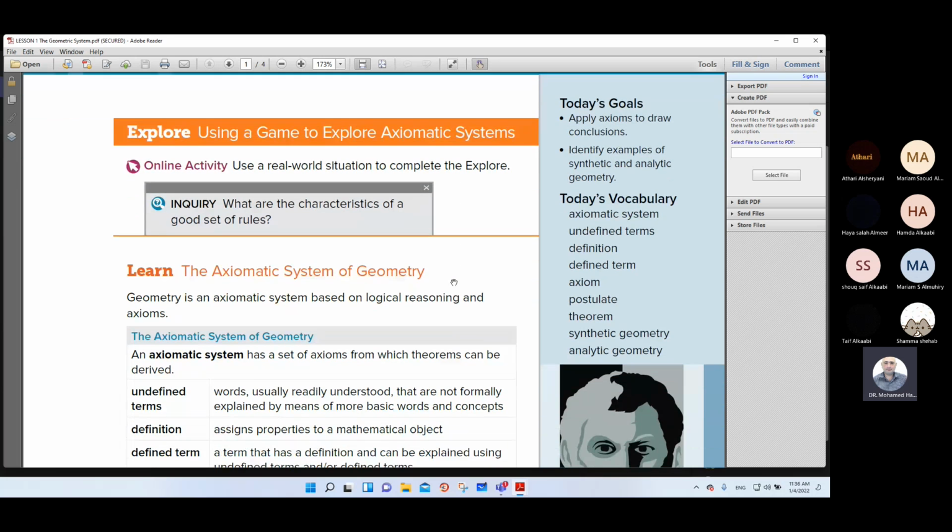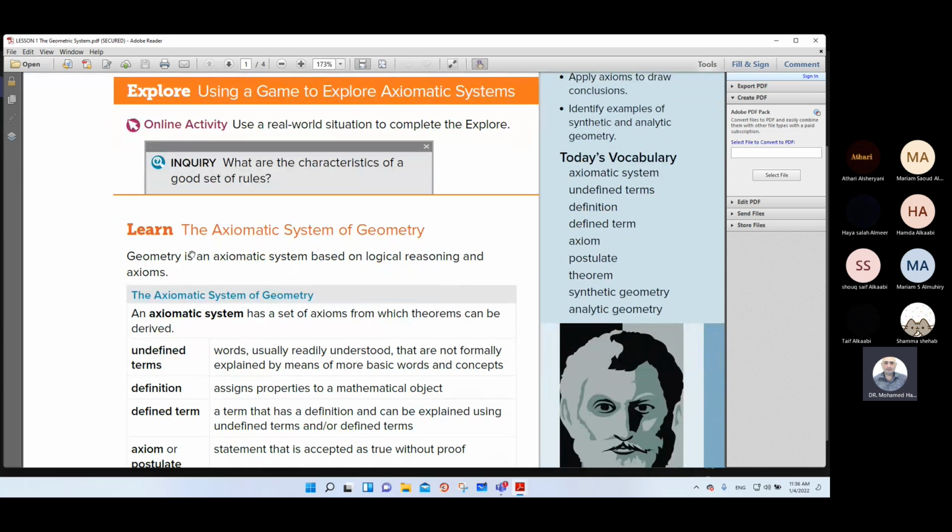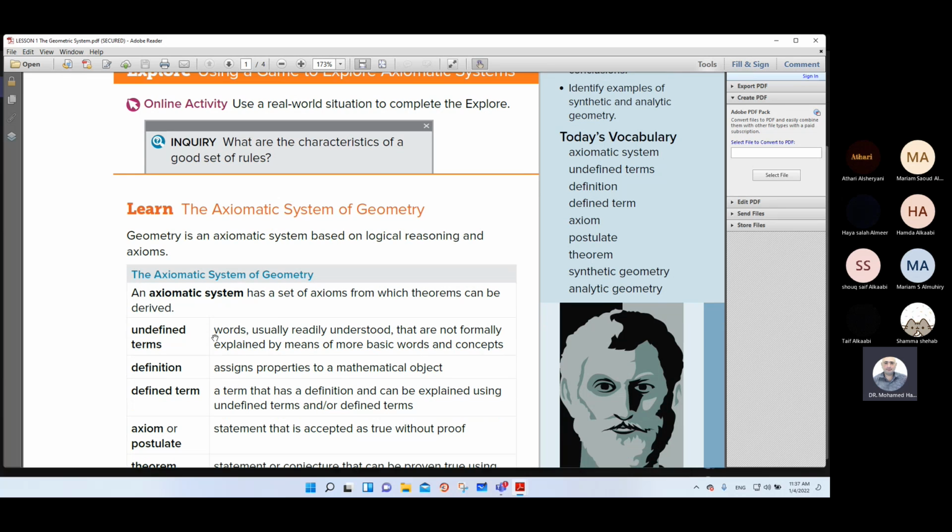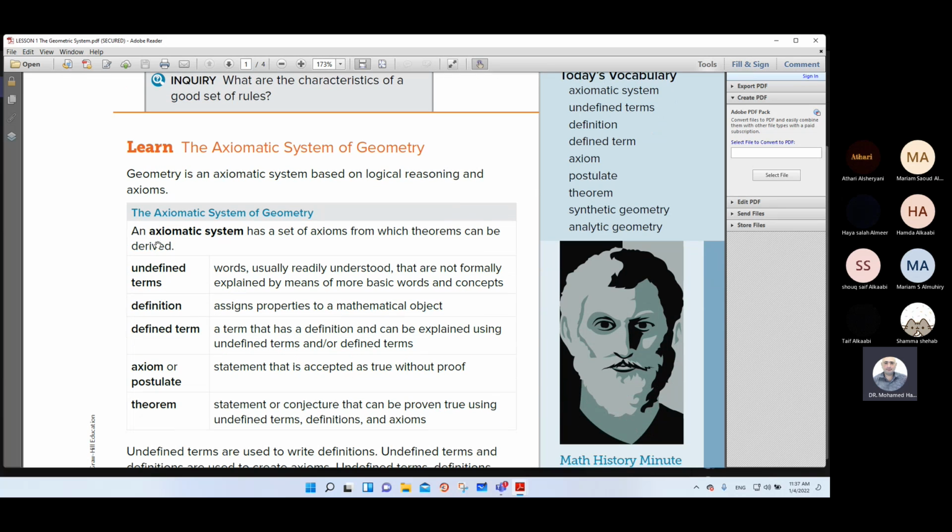At the first, we have the axiomatic system of geometry. What's the meaning of the axiomatic system of geometry? Geometry is an axiomatic system based on logical reasoning and axioms. So, an axiomatic system has a set of axioms from which theorems can be derived.